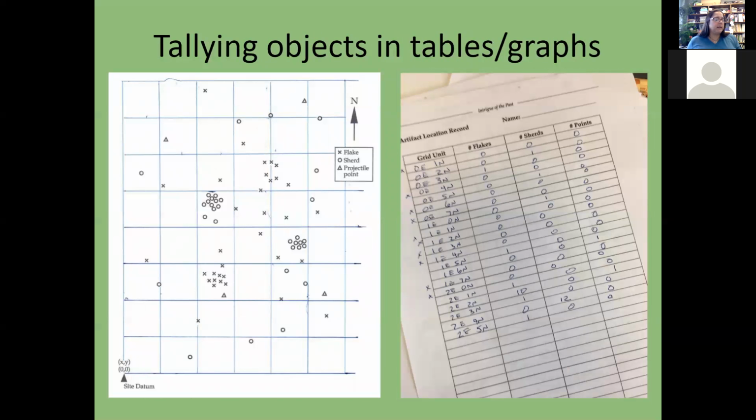And then finally, with any kind of data collection, whether you're talking about the horizontal or the vertical context, it's also a great idea to tally up the objects and put them in tables and graphs to understand areas of use, where the density occurs. So you can reconstruct what happened in different parts of the site. And also if only one team of kids has one of those grid squares, they won't necessarily see the entire picture until you put it all together, whether it be in the boxes, tallying them up.